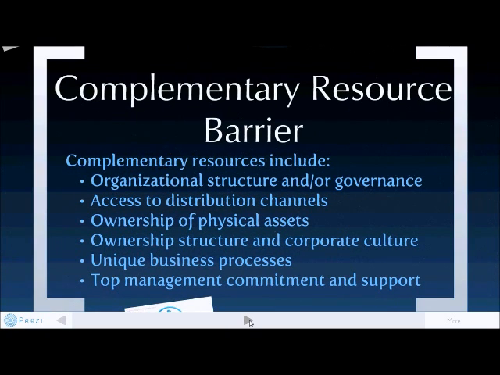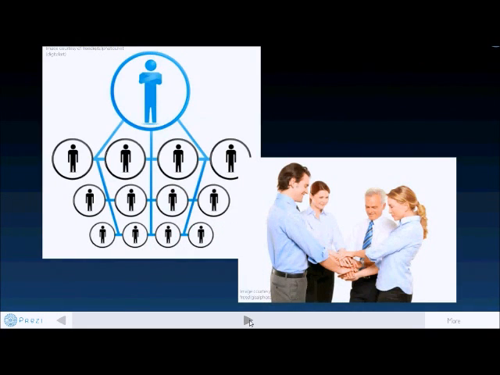The second barrier to erosion examined in the framework is the complementary resources barrier. In deploying and maintaining an IT-dependent strategic initiative, a firm employs numerous non-IT resources to support and interact with the information system. Examples of complementary resources include organizational structure and/or governance, access to distribution channels, ownership of physical assets, ownership structure and corporate culture, unique business processes, and top management commitment and support.